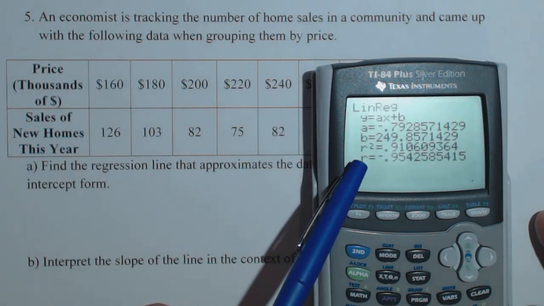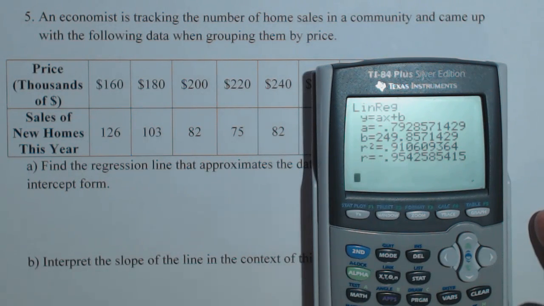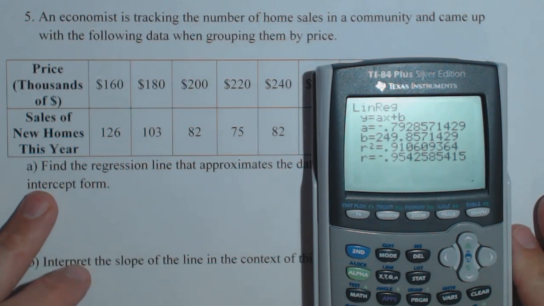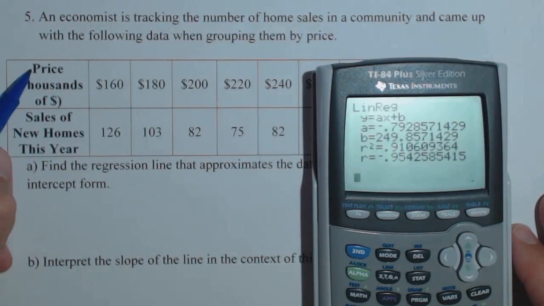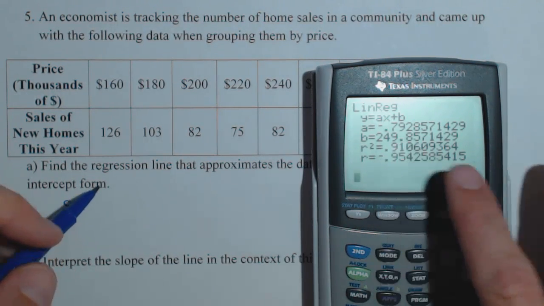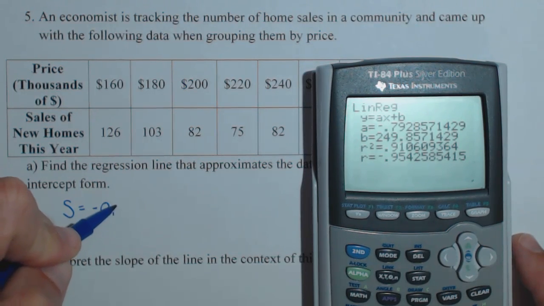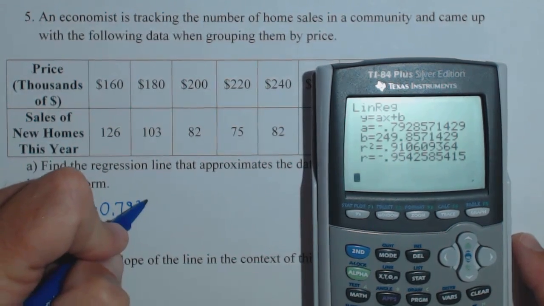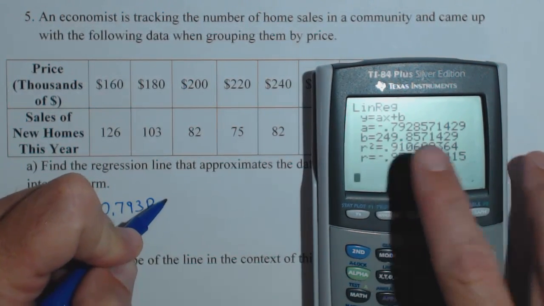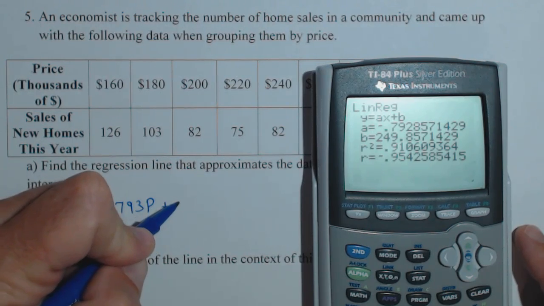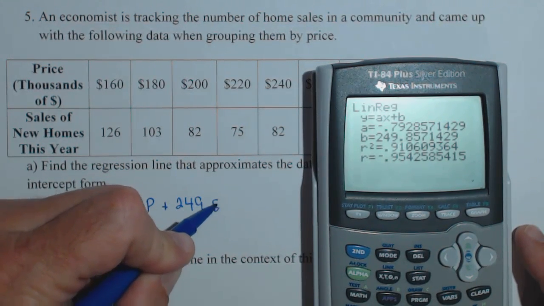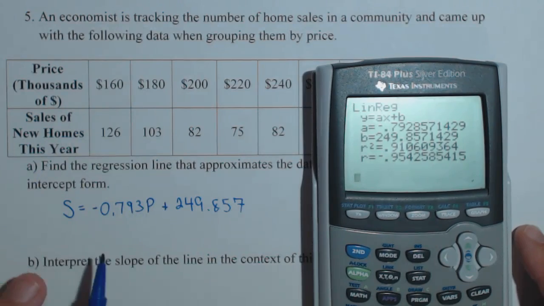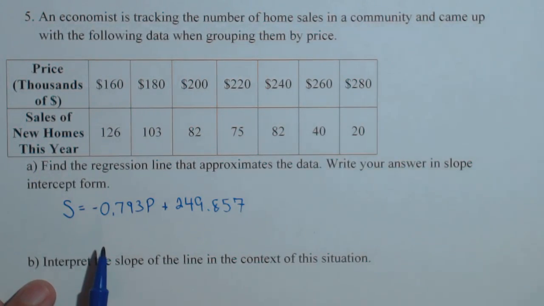Here's my coefficients, and I see that I've got a really high correlation coefficient. Not worried about that for this particular problem. You can go back to the lesson if you want to review what that means. So price was our input, sales was our output. So S equals, we have a slope of negative 0.79, let's just do 3 decimals for this, times the price, and we have a y-intercept of, we'll do 3 decimals again, plus 249.857. So there is our linear model.